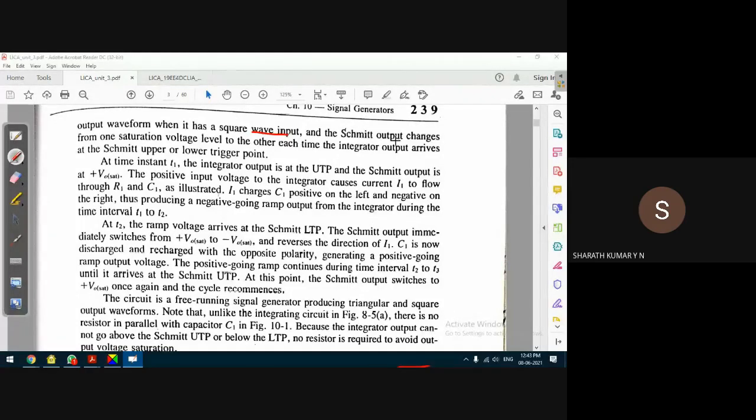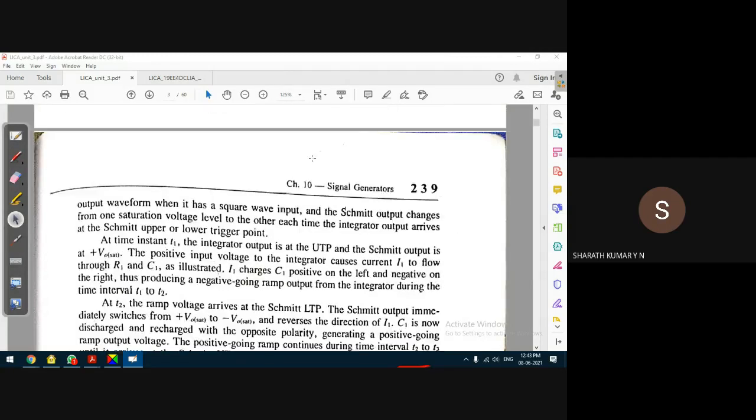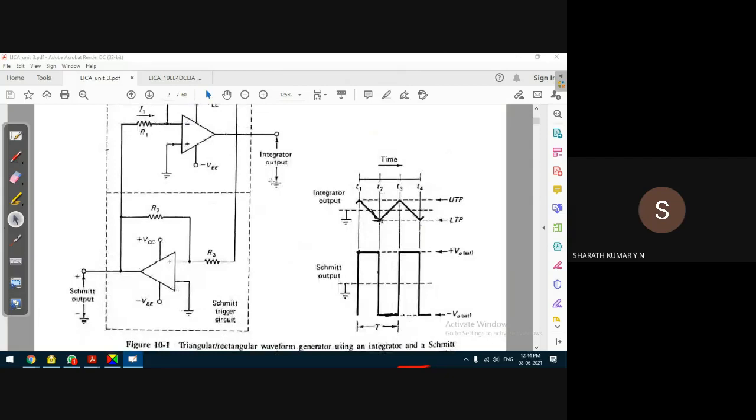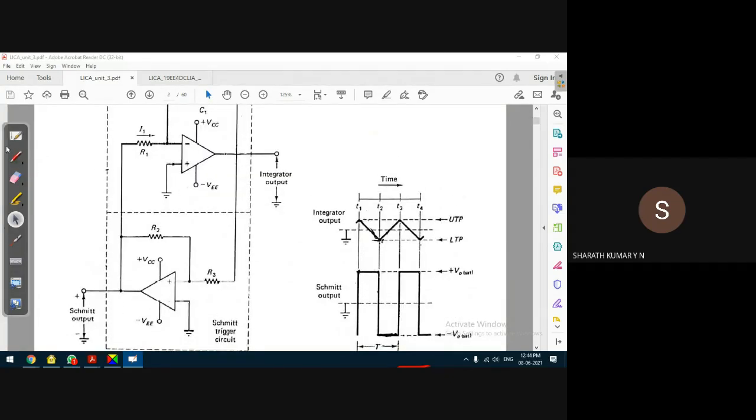The output, when it is a square wave, changes from one saturation level to the other saturation level each time the integrator output arrives at the Schmitt trigger's upper triggering point or lower triggering point. As we can observe in the waveform, let us discuss that now. When the integrator output is a triangular waveform.